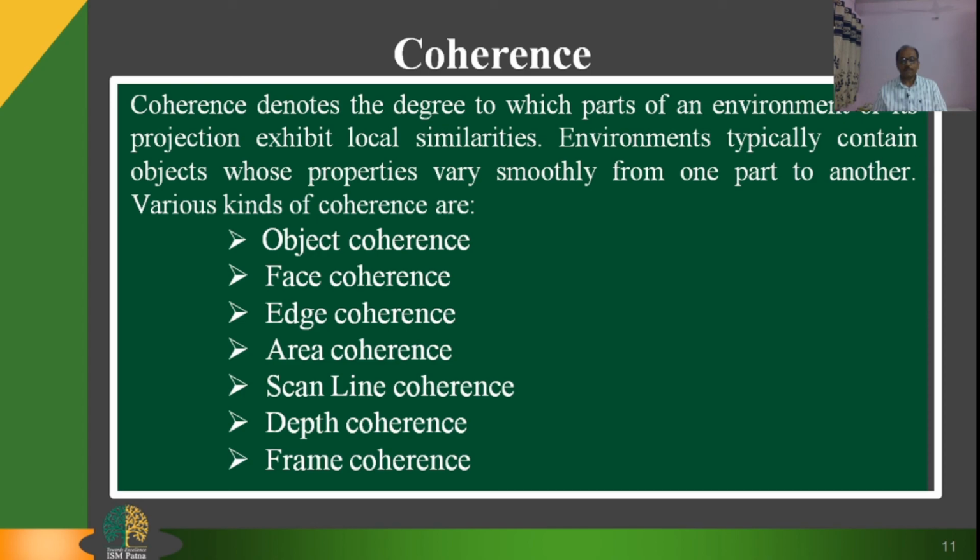So these are the various coherences which are used while developing graphics applications. These play a very key role in the development of applications. So this is all about our today's session on image and object space. Okay, that's all.